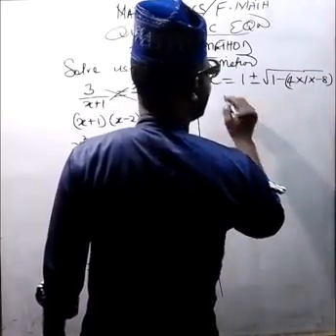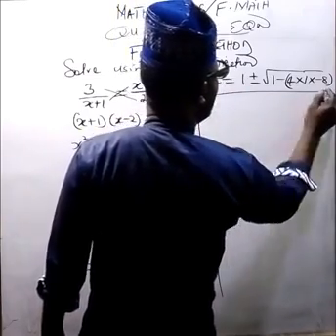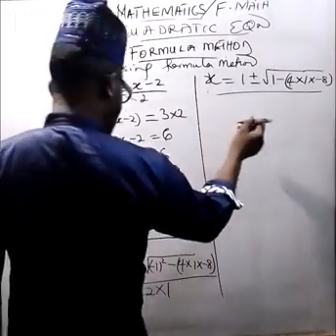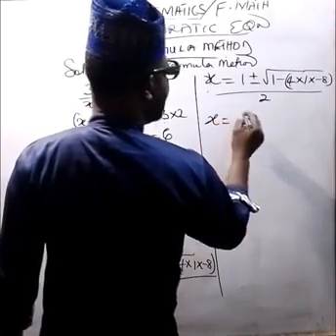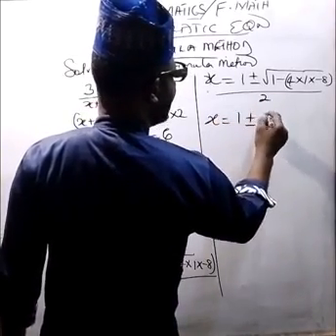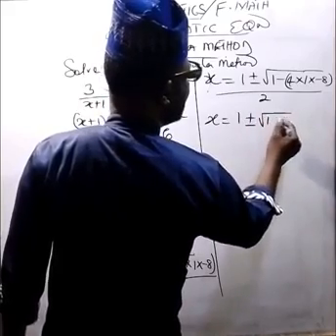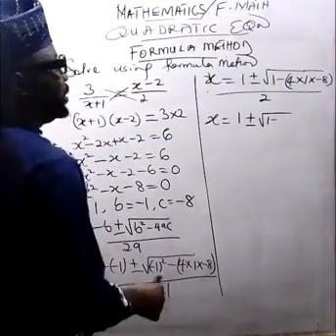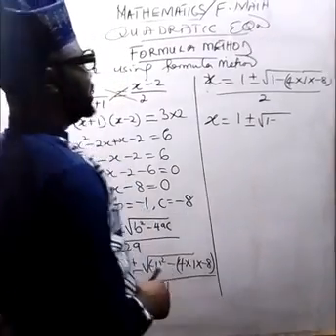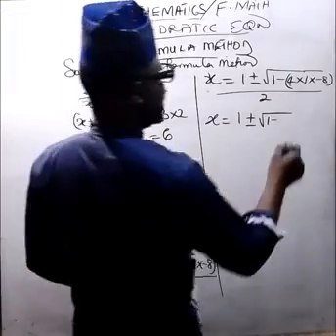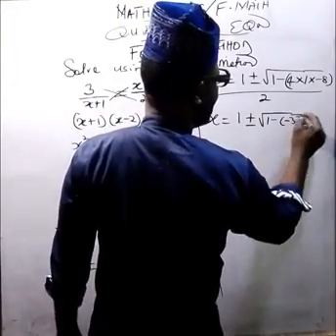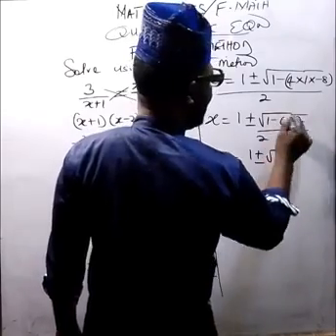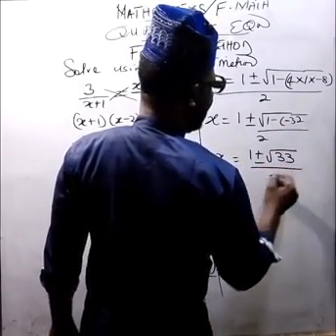Put it in bracket, all over 2 times 1 is 2. So x becomes 1 plus or minus root 1 minus 4 times 1 times 8. 4 times 1, that is 4, times 8, that will be equal to 32. That is minus 32 over 2. So x becomes 1 plus or minus root 1 plus 32, that's 33 over 2.